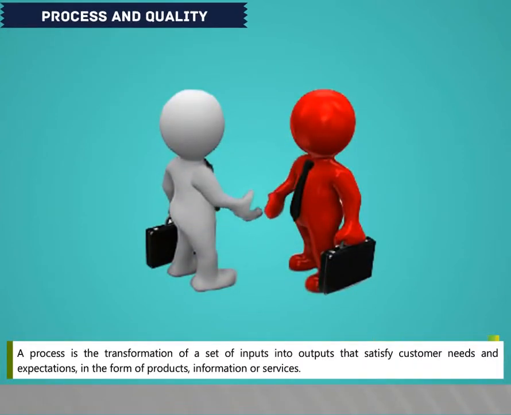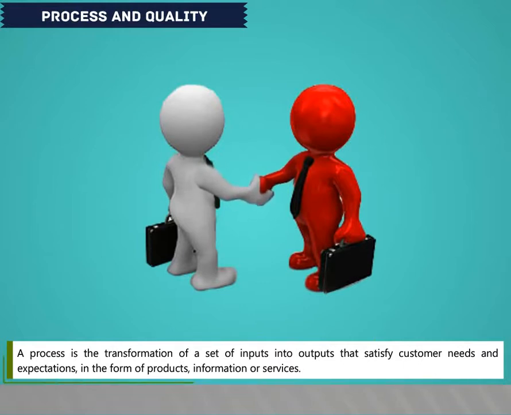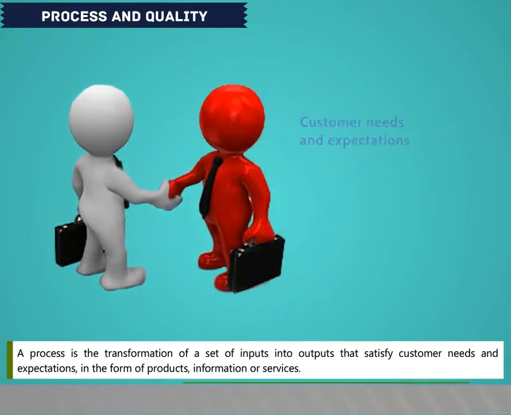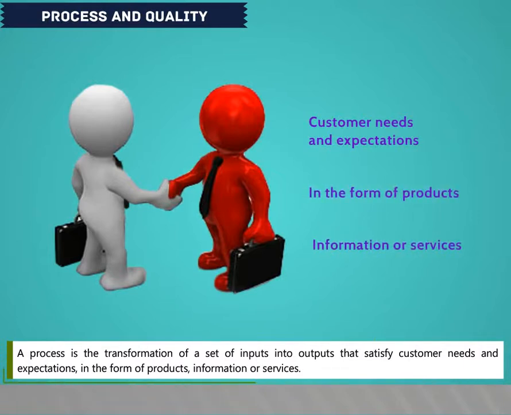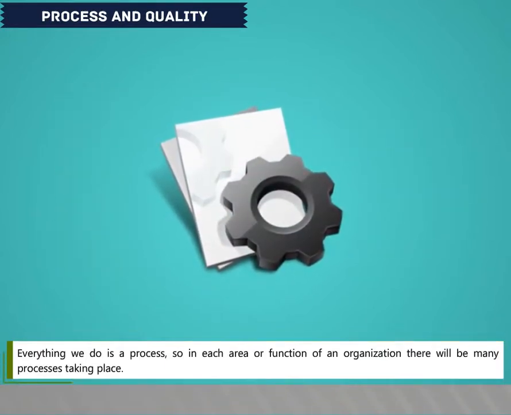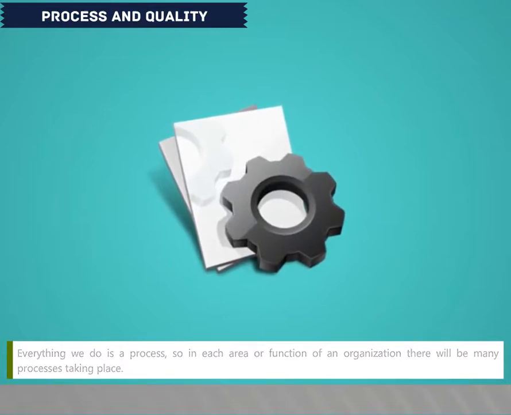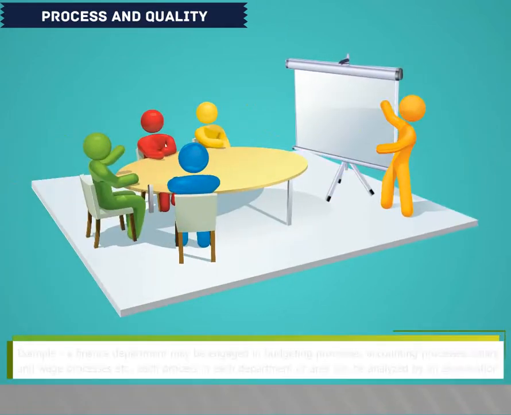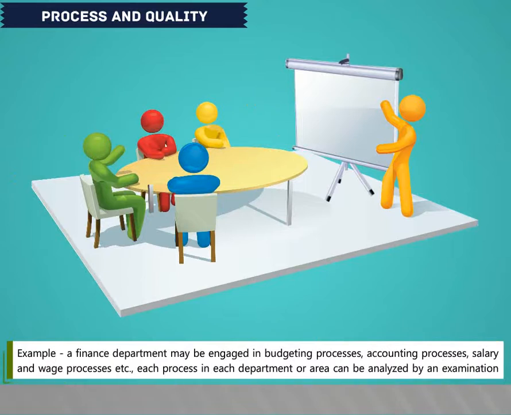Process and quality. A process is a transformation of a set of inputs into outputs that satisfy customer needs and expectations in the form of products, information, or services. Everything we do is a process. So in each area or function of an organization, there will be many processes taking place. Example, a finance department may be engaged in budgeting processes, accounting processes, salary and wage processes, etc.